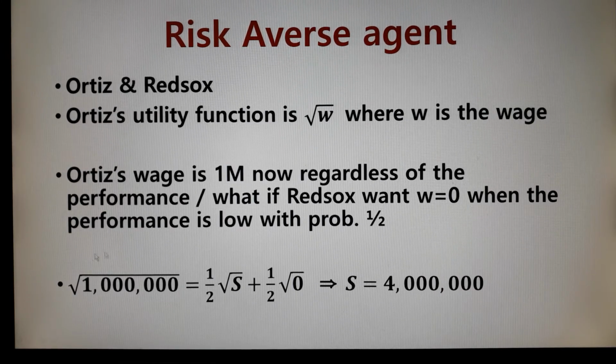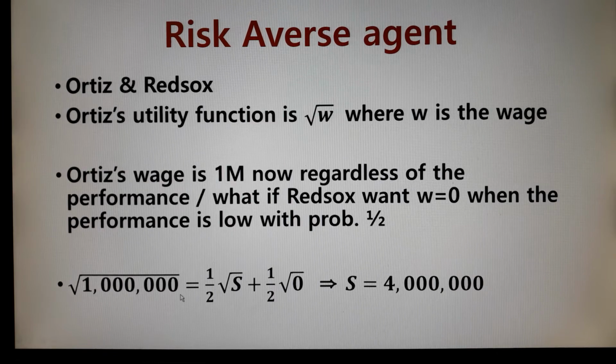This is utility from $1 million. This is utility from the new contract with probability of half. So this new contract should be giving Otis a utility level bigger than or equal to the original level. Otherwise, Otis will not sign. So what should be the S? In other words, the minimum S that can make Otis sign the new contract. At the minimum, the left-hand side, the current contract, and the right-hand side, the new contract offered by Red Sox, should be the same.